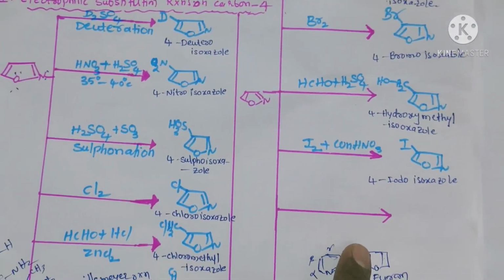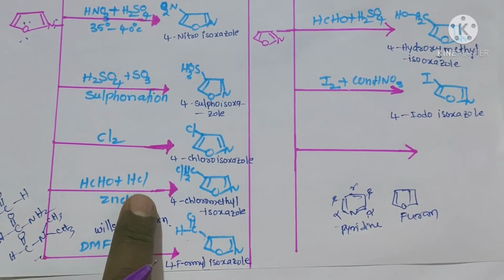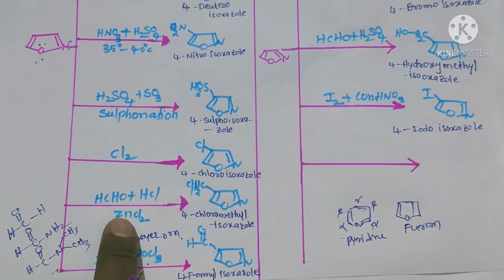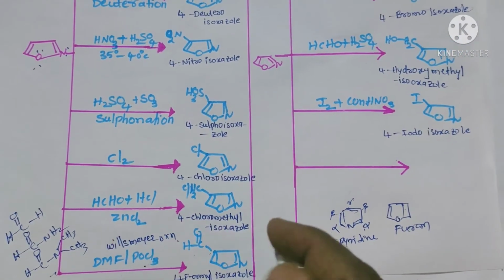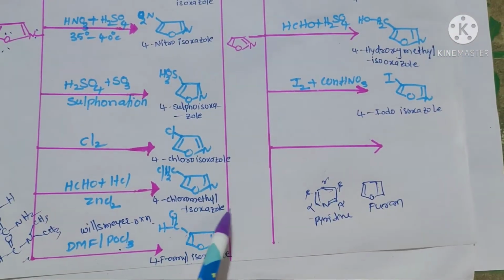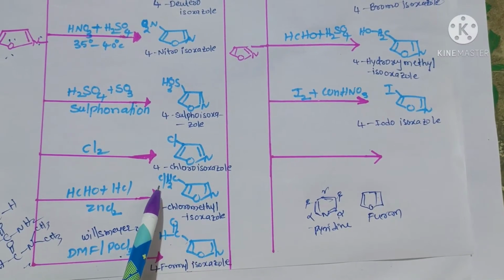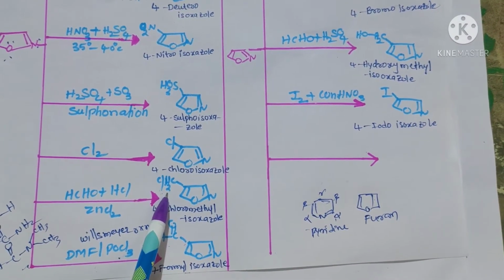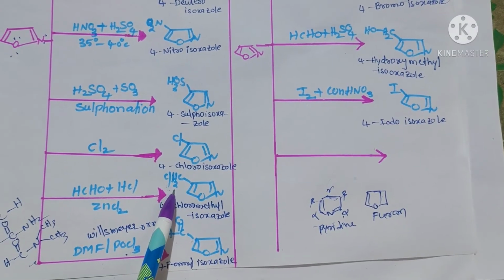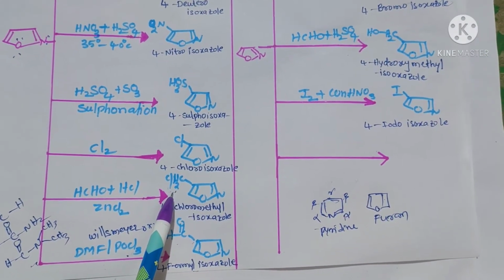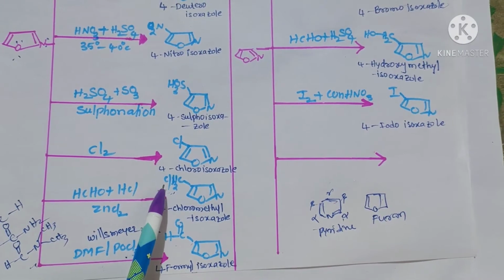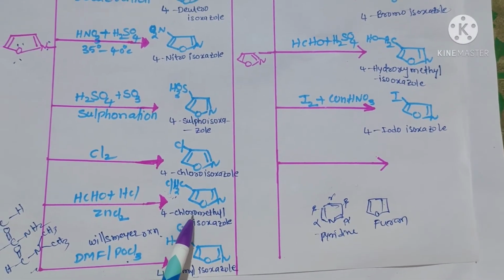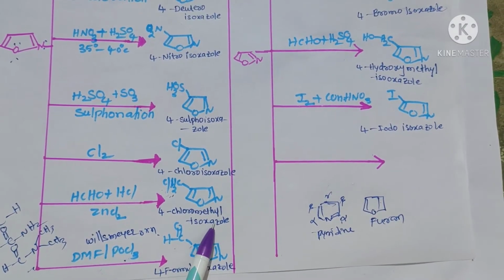On treatment with formaldehyde and HCl in the presence of anhydrous ZnCl2, this reaction is known as chloromethylation, and we get 4-chloromethylisoxazole. This group is known as the chloromethyl group. We know very well that CH3 is the methyl group. So if you remove one hydrogen from the methyl group and substitute chlorine, that becomes the chloromethyl group. So here we get 4-chloromethylisoxazole.